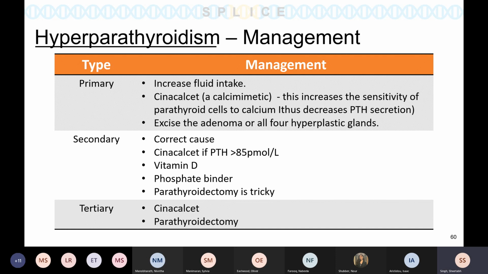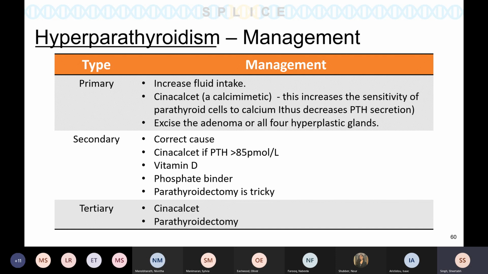With regards to secondary, correct the cause. So try and monitor their renal function. Try and correct or increase the eGFR, or maintain the eGFR at what it is in their chronic kidney disease. Cinacalcet again, you can give. Vitamin D is really appropriate for their renal disorder, which Ollie will go through more when he does his renal lecture. Phosphate binder again, because they've got hyperphosphatemia.